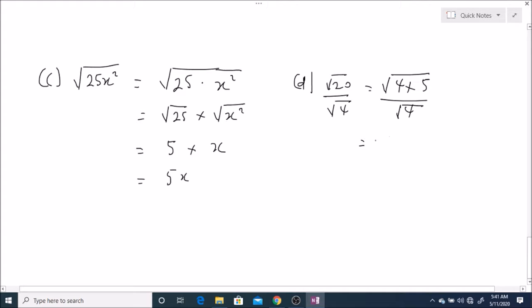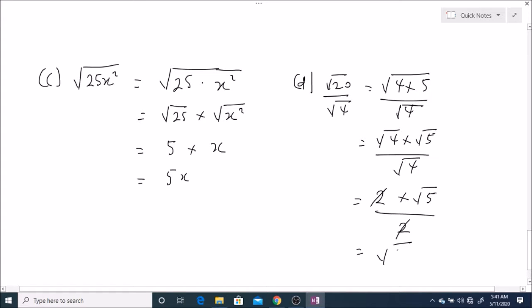This is the same as root of 4 times root of 5 all over root of 4. Here you can choose to cancel the root of 4 and the root of 4. You can rewrite this as 2 times root of 5 all over 2. So these two cancel these two. Hence, our answer is root of 5.